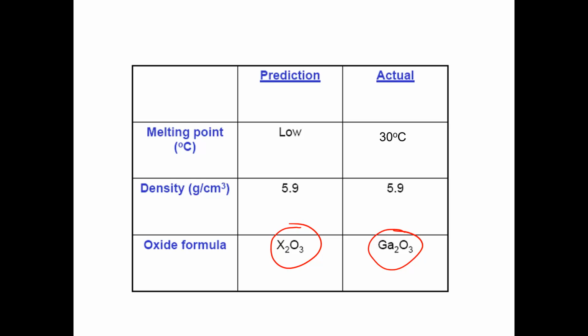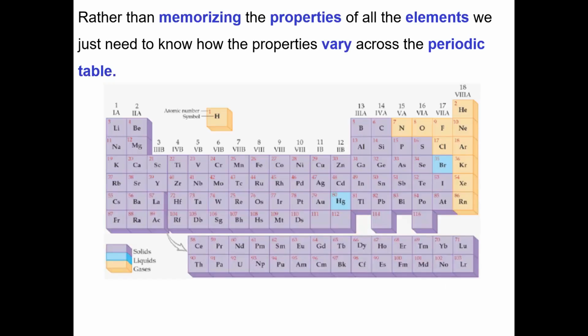He was creating a tool that allowed us to organize elements in terms of their periodic properties, but he also created a tool that allowed us to search for missing elements, which is really cool. So because of Mendeleev's work, rather than memorizing the properties of all of the elements on the periodic table, we just need to know how the properties vary across the table. And you can see this really clearly when we look at how the phase of an element at room temperature varies across the periodic table.